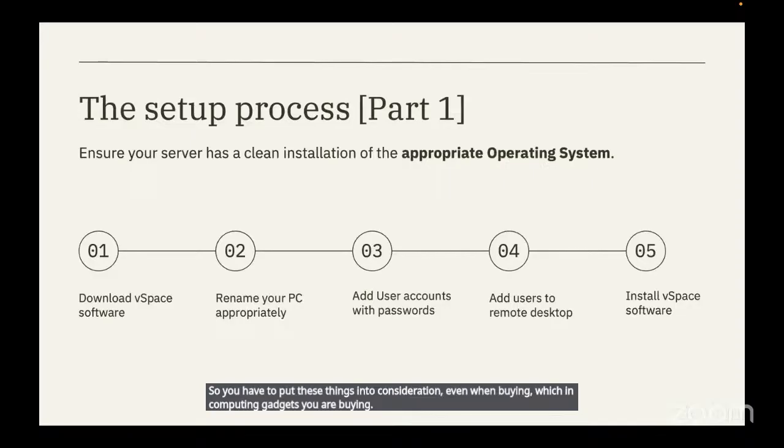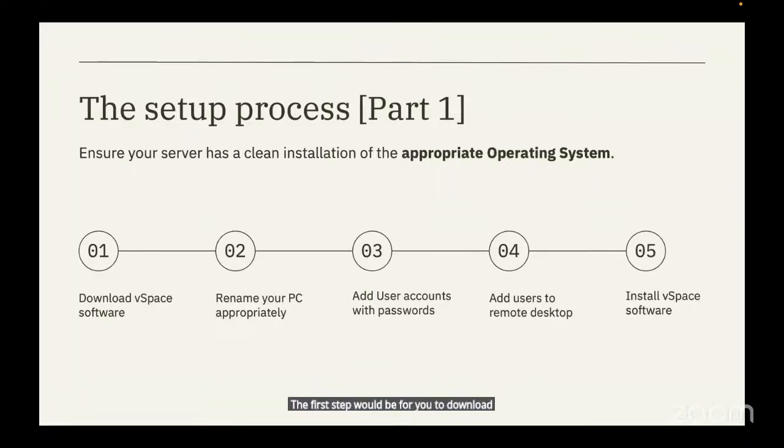The first step would be for you to download vSpace. I'm going to show you how to do that. And then we are going to show you how to rename your PC. Many times we don't rename these PCs. Some are going to be seeing this for the first time. And then add user accounts, then add users to remote desktop, and then install vSpace. So this will be part 1.